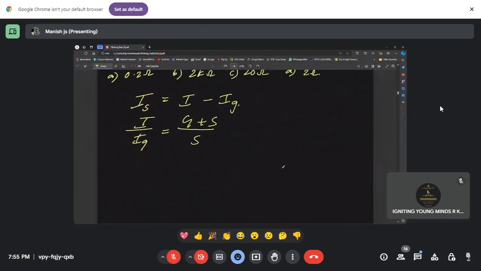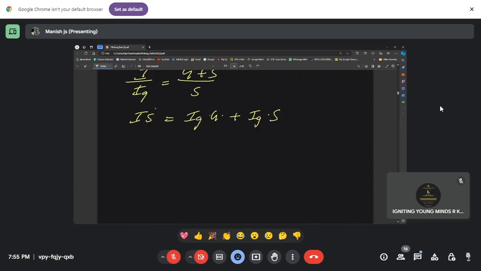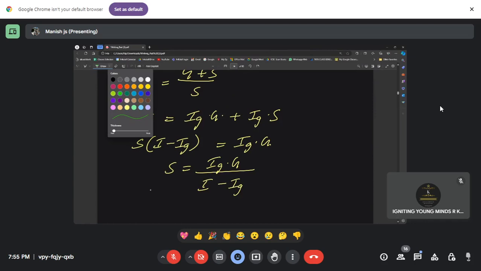Now we just go for a rearrangement and then simplify it. Okay. So when you go for a rearrangement, you can see that I times S is equal to Ig into G plus Ig into S. Here we want to find out what is S. Make S the subject, shunt resistance the subject. So you get S times (I minus Ig) is equal to Ig into G. So you can find out the shunt resistance using this relation. So it's S = Ig times G upon (I minus Ig). So this is the formula that we use to find out the shunt resistance.